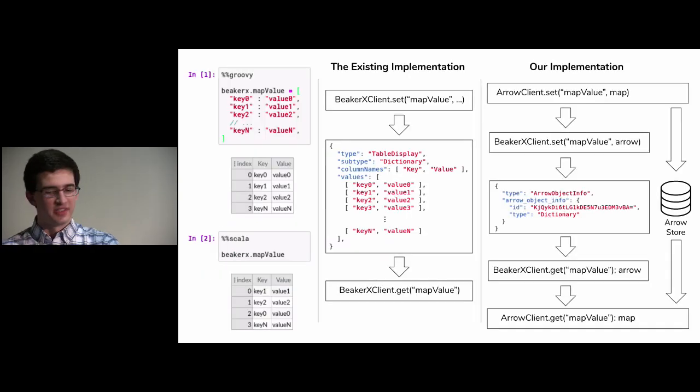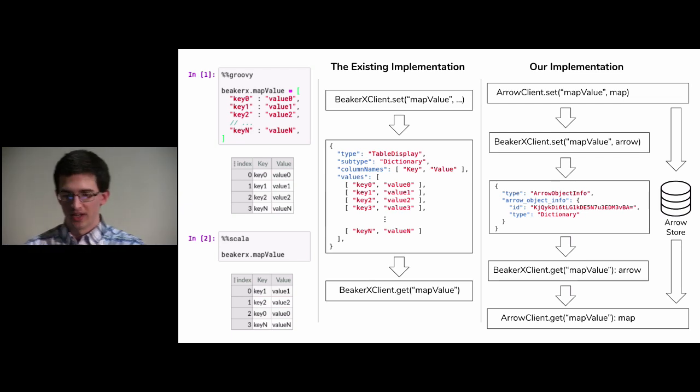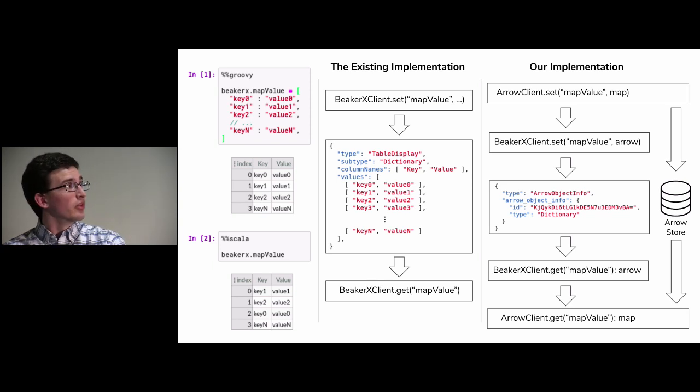On the left, we have a simple example of a common task, storing data in a map and reading it back from somewhere else. In the existing implementation, which you can see in the middle, when it's set from Groovy, the map will be serialized into JSON and then deserialized right away from Scala. This works well for small data, but it can become a bottleneck quickly. With large amounts of data, serialization will be slow, and deserialization as well. So on the right, we have our approach as an alternative.